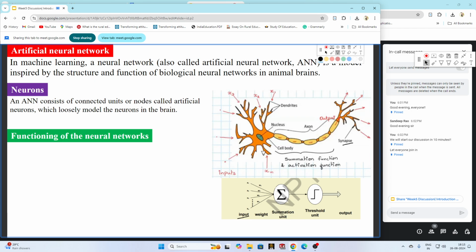After the information reaches the nucleus, it does two functions: summation as well as activation. The summation is w1 x1 plus w2 x2 plus w3 x3 plus w4 x4 plus wn xn. That is the summation function. After that, we have a threshold unit, or activation unit. After the information is summed up, it goes through a function known as the activation function. After that, the whole information is processed and goes to the next neuron. That is how neurons function in both biological and artificial systems.